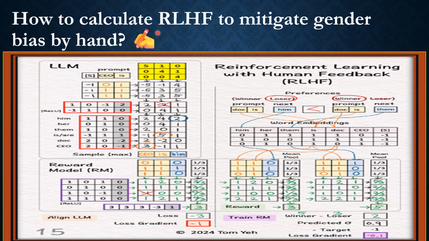Now, next comes how to calculate this reinforcement learning from human feedback to mitigate gender bias by hand. Reinforcement learning from human feedback is a popular technique to ensure that a large language model aligns with ethical standards and reflects the nuances of human judgment and values. Without it, a large language model relies only on the data and would think doctors must be men, because the data likely reflects existing biases in our society.